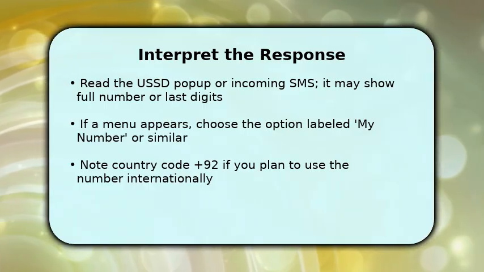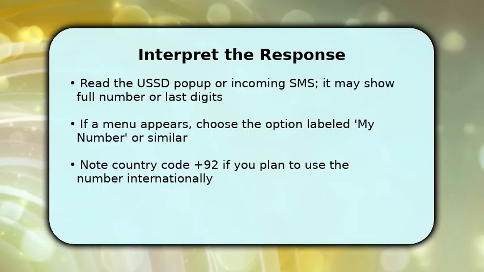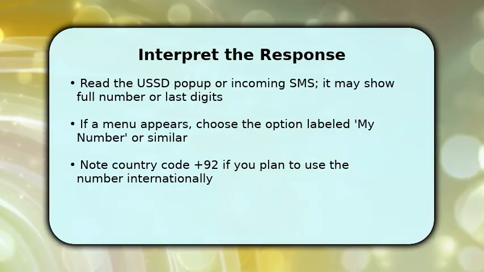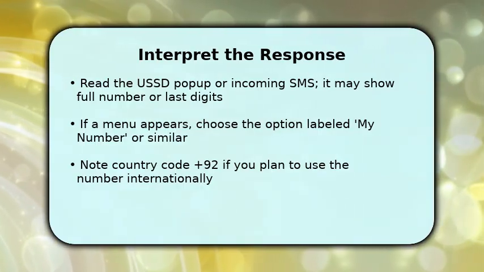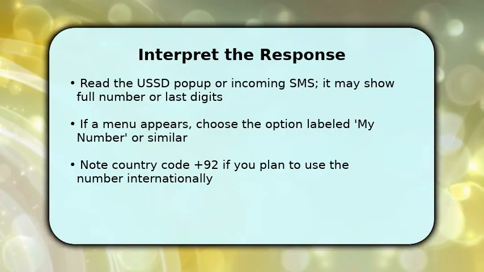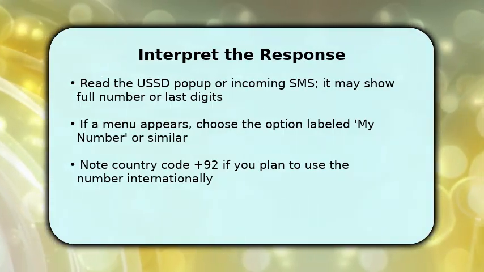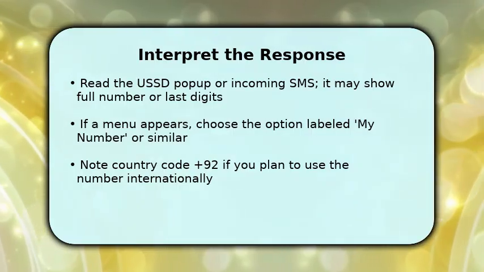If a small menu appears, select the option that says My Number or Number Info. Pressing the indicated digit sends the request and returns the value. Make sure to note the +92 prefix for Pakistan if you'll use it outside the country, and copy the number exactly as shown. If it arrives via SMS, open the message to confirm there are no typos or formatting changes.